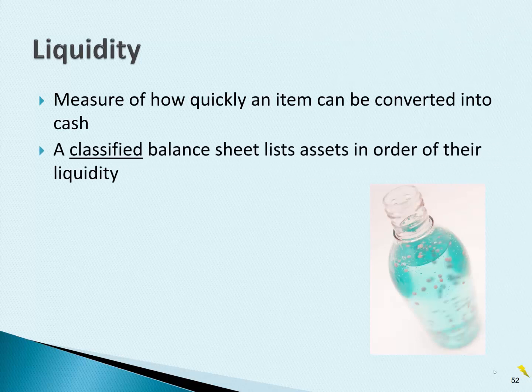So now when we create our balance sheets, we're going to classify the assets and the liabilities as either current, something that's going to be turned into cash within the next 12 months, or long-term. And within each section, at least within the current section, they will be listed in order of their liquidity, from most liquid to least liquid. So let's talk about current assets.